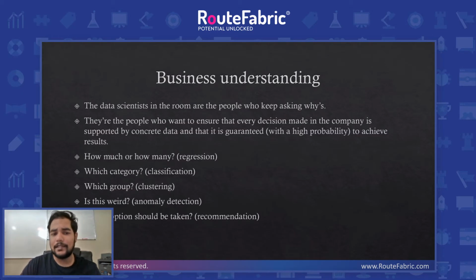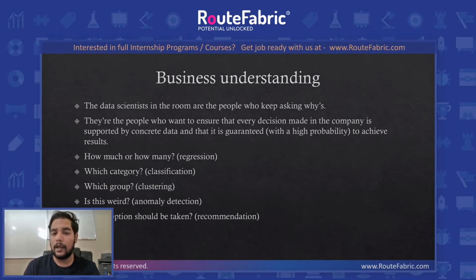What is business understanding? The data scientists in the room are the people who keep asking why. Why are we doing this? Why is this important? Why do we need to do it? And they are the people who want to ensure that every decision made in the company is supported by concrete data and is guaranteed with a high probability to achieve results.